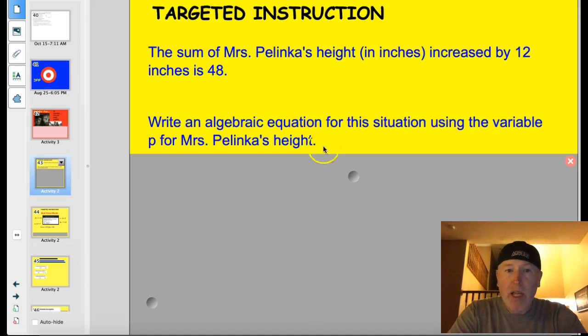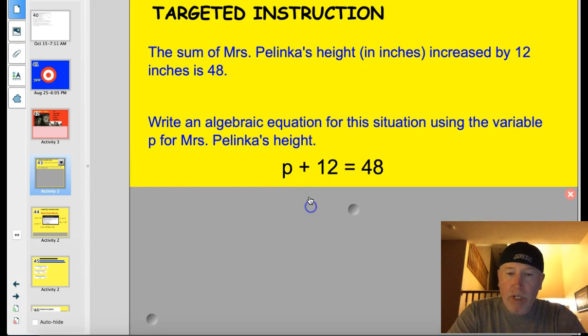Let's do this thing. Let's just start right off with a question about one of our science teachers here, Miss Plinka. The sum of Mrs. Plinka's height in inches increased by 12 inches is 48. Write an algebraic equation for this situation using the variable p for Mrs. Plinka's height. Well, we could do it like this way. p, Plinka's height, plus 12 inches equals 48.